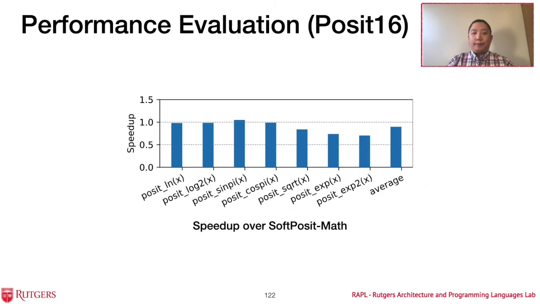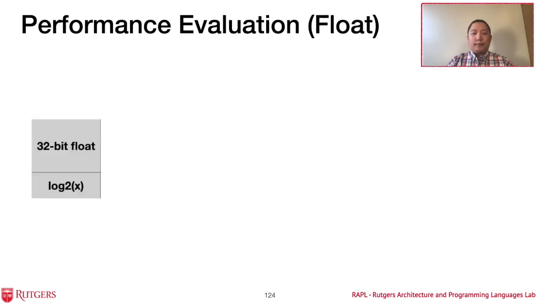For RLibm's math functions for POSIT16, the efficiency of the math functions is comparable to the math functions available in soft-posit math. The functions in soft-posit math are super optimized with integer operations without using floating point operations. Comparatively, RLibm uses floating point operations, but still produces comparable results. We're looking into ways to optimize RLibm with integer operations.